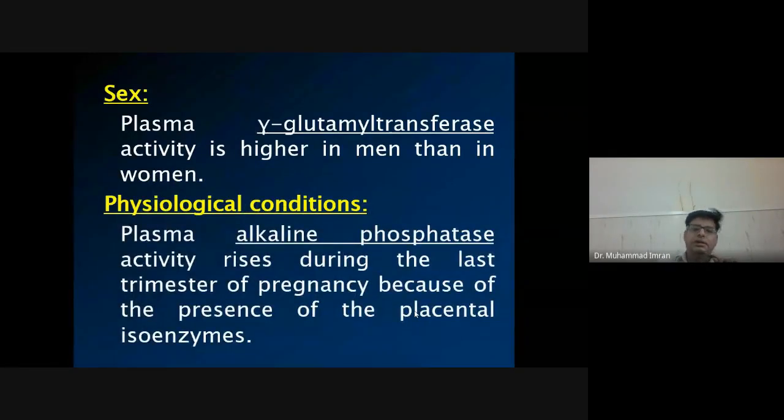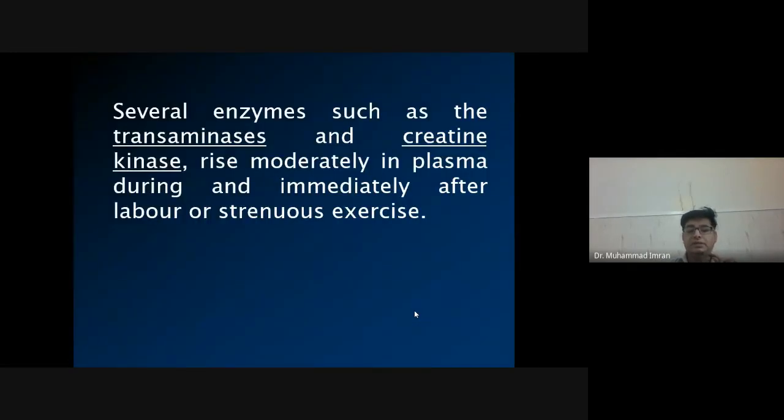Sex: plasma gamma glutamyl transferase activity is higher in men than women. Physiological condition: plasma alkaline phosphatase activity rises during the last trimester of pregnancy because of the presence of placental estrogen. So alkaline phosphatase activity increases during the last 3 months of the pregnancy. Several enzymes such as transaminases and creatine kinases rise in the plasma during heavy exercise and during labor.